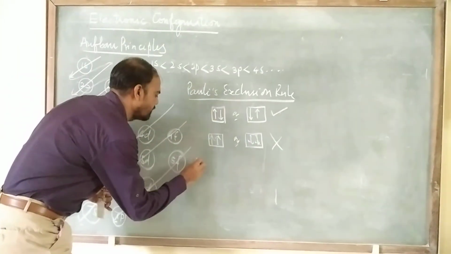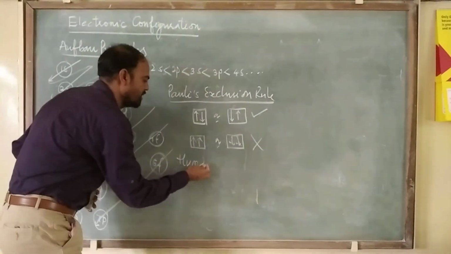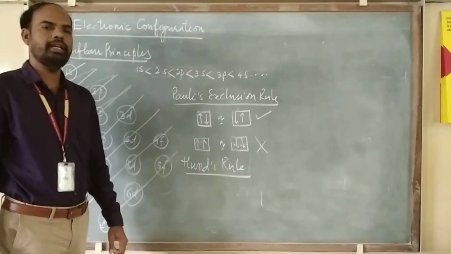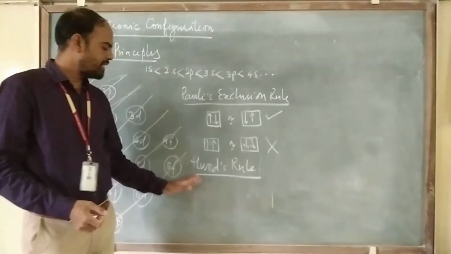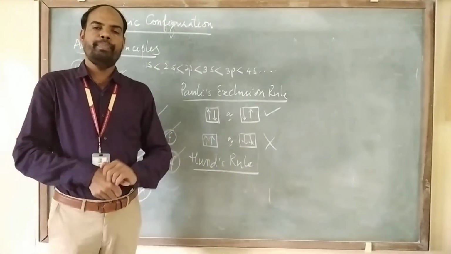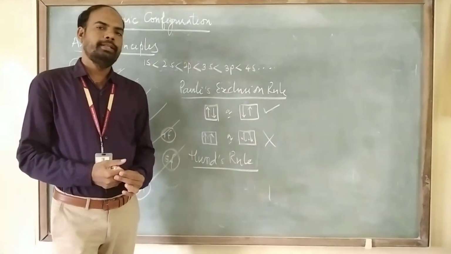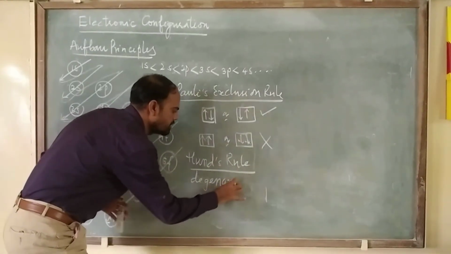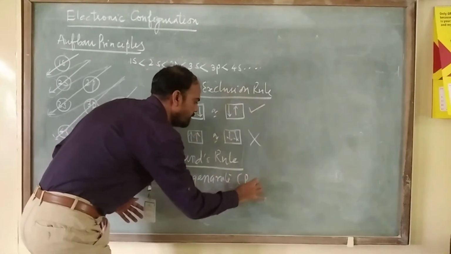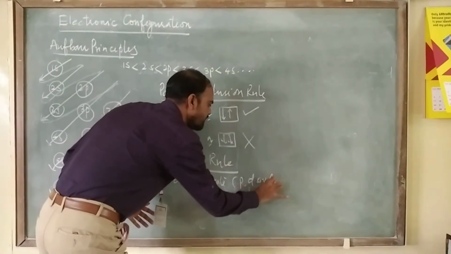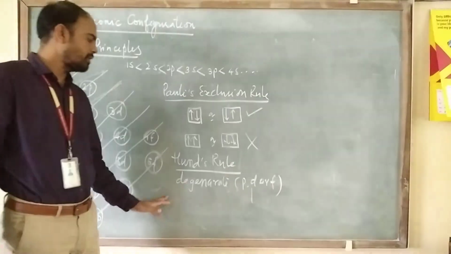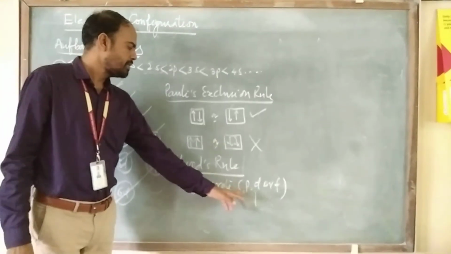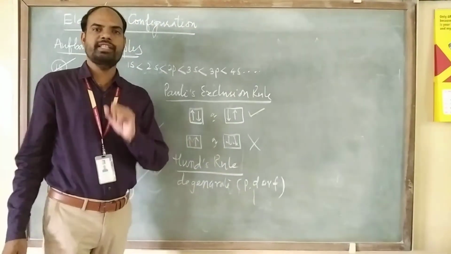Then the third rule is Hund's rule of maximum multiplicity. According to this rule, pairing of electrons in a set of degenerate orbitals does not take place until the set of orbitals, like p, d or f, is filled with single electrons.